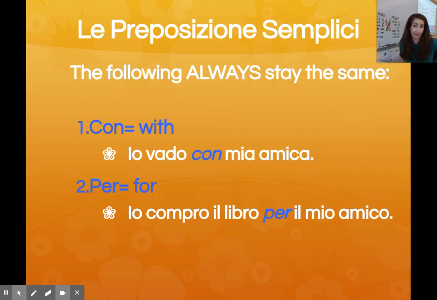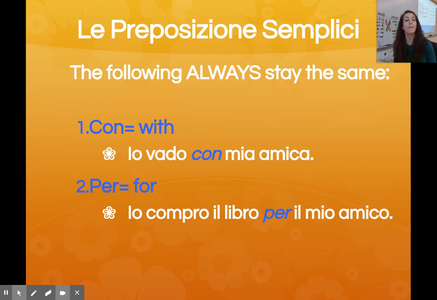Con means with. So, io vado con mia amica. I go with my friend. Or io mangio con miei amici. I eat with my friends. Or io mando messaggi con miei amici, with my friends, or mia famiglia, or miei genitori, or mia sorella, right? With.